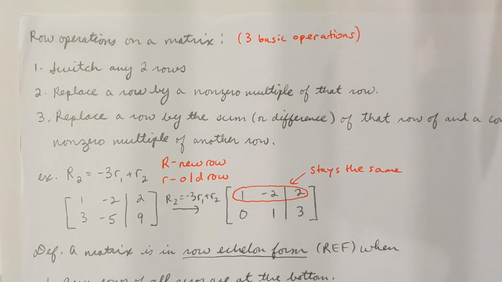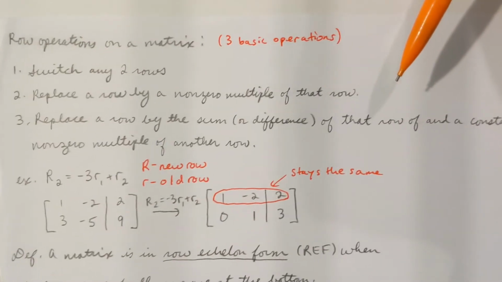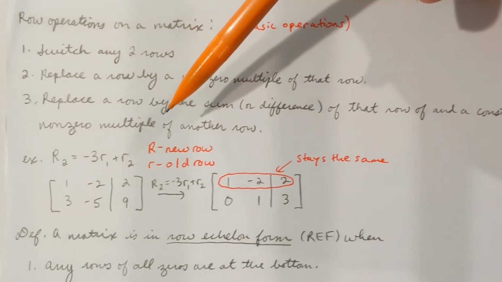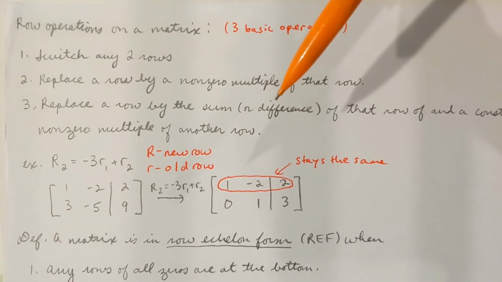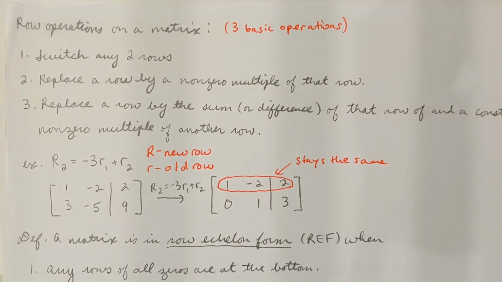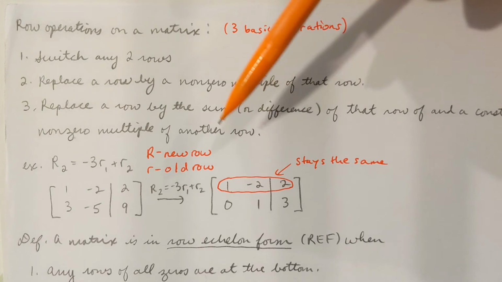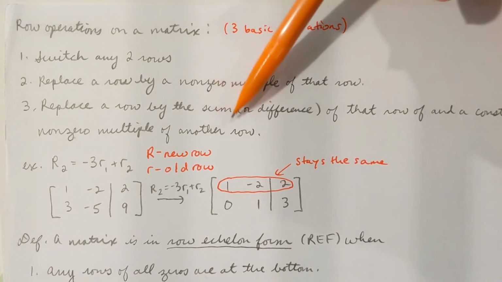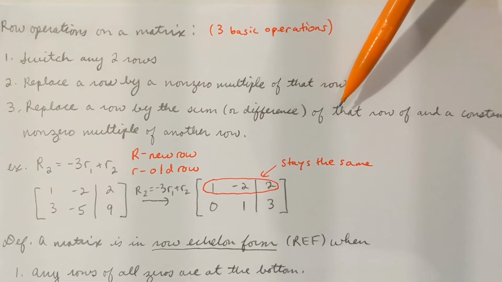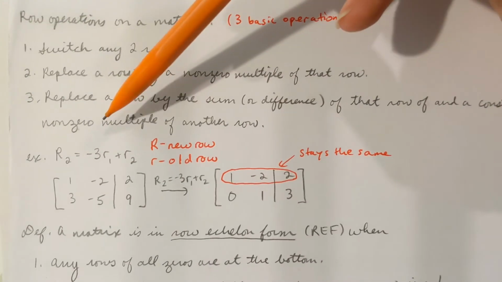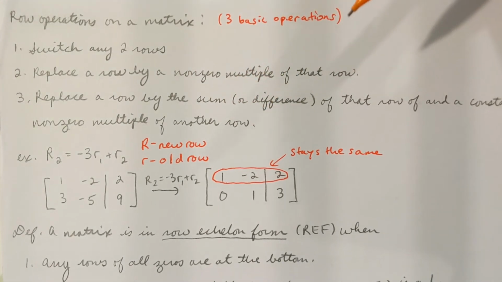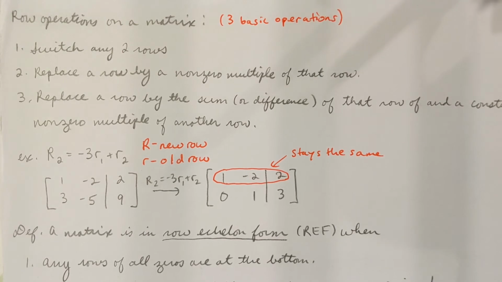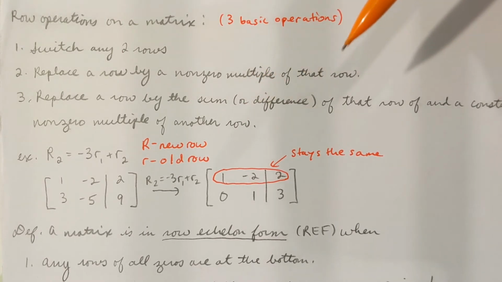Number three, replace a row by the sum or difference of that row and a constant non-zero multiple of another row. Basically, what I'm saying in the third item is that you can use the elimination method. Item 3 is exactly the elimination method, right? What do you do with the elimination method? You're adding equations together, hence the term sum. Sometimes you have to use a multiplier, right? You're using a constant non-zero multiple of another row. And that's how you eliminate a variable, by adding these equations together with some multiples.